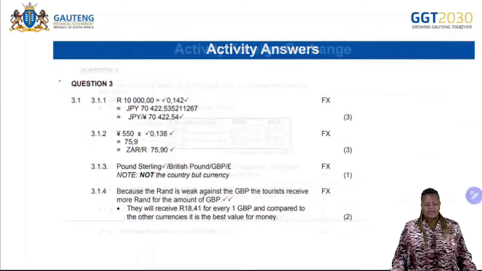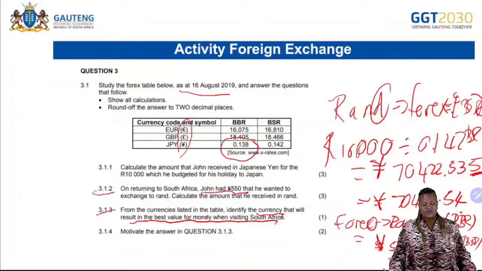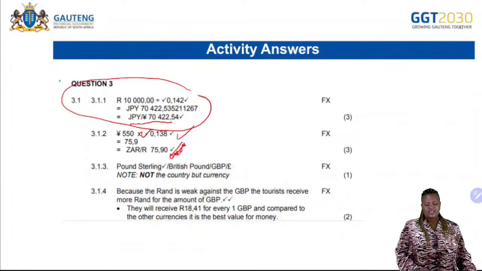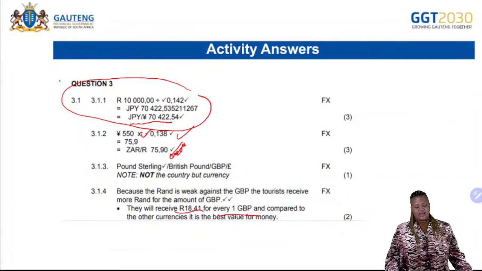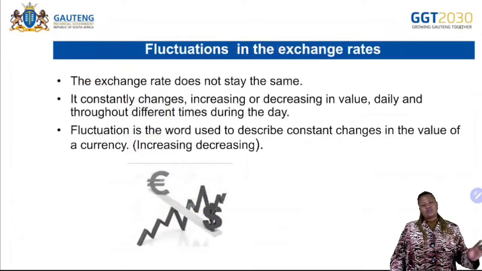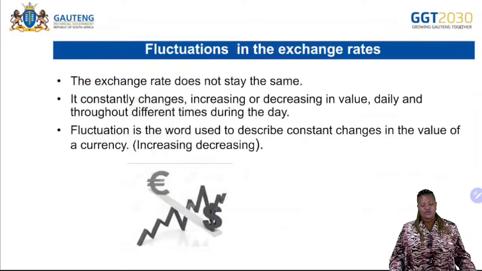Okay, then 3.1.4, motivate the answer in question 3.1.3. They will receive 18 Rand 41 for every 1 Great British pound. Compared to the other currencies, it is the best value for money. And also take note of the mark allocation when you answer your questions.